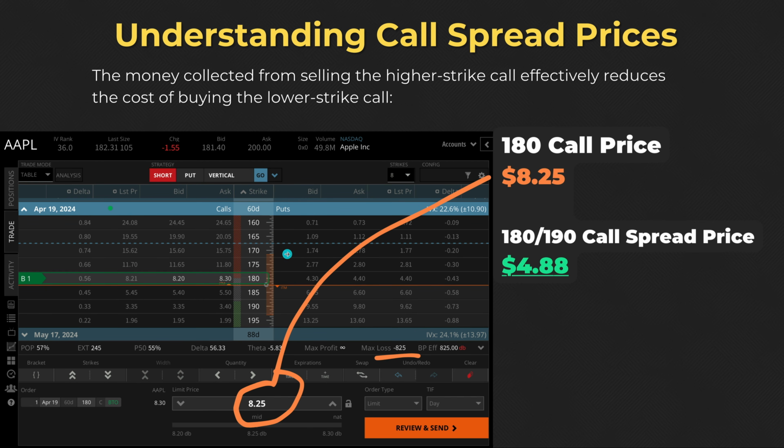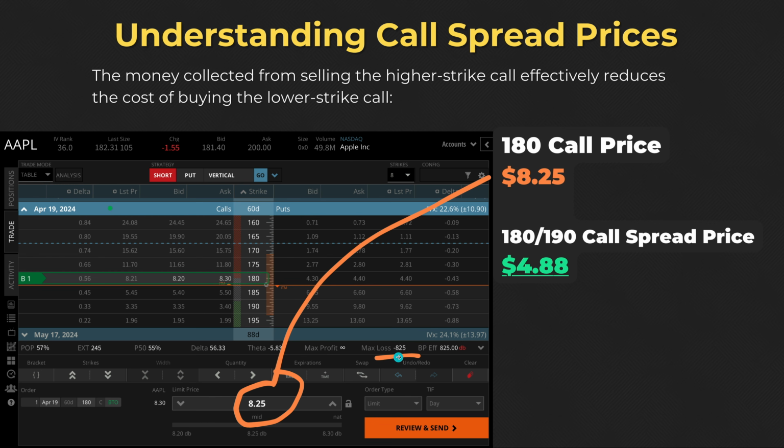So here in this image, I've just queued up buying the 180 call all by itself. And as I mentioned, the mid price is $8.25. And this means that its actual cost is $825. So if I simply buy the 180 call, I have an entry cost and maximum loss potential of $825.